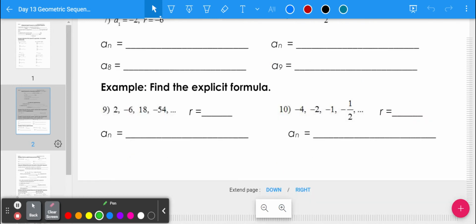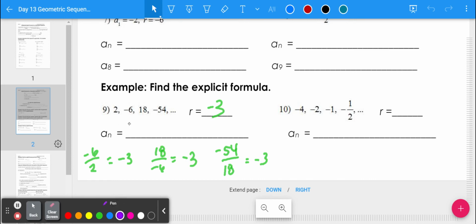For the next set, they don't want us to plug in anymore. All they want us to do is create the explicit formula. When we create the explicit formula, I need to check what my common ratio is first. So I'm going to take negative 6 and divide it by 2, where I get negative 3. I'll take 18, divide it by negative 6, and I'll get negative 3. Then I'll take negative 54 and divide it by 18, where I also get negative 3. So my common ratio is negative 3. To create my formula, my first term was 2. So 2 times negative 3 to the n minus 1 power.